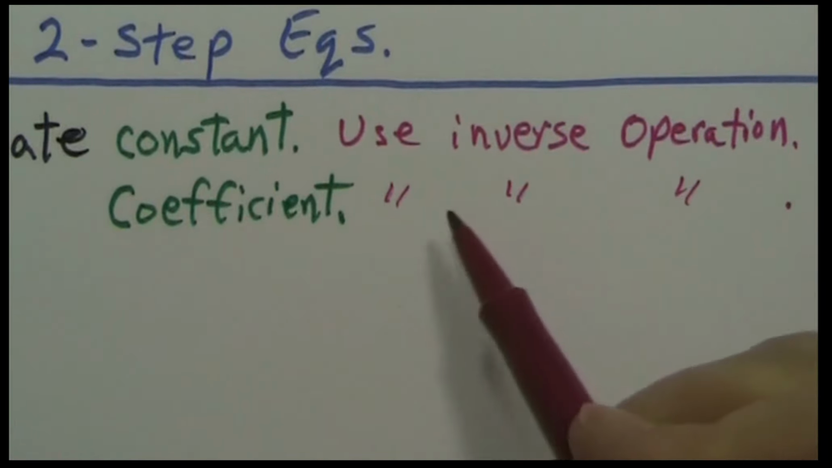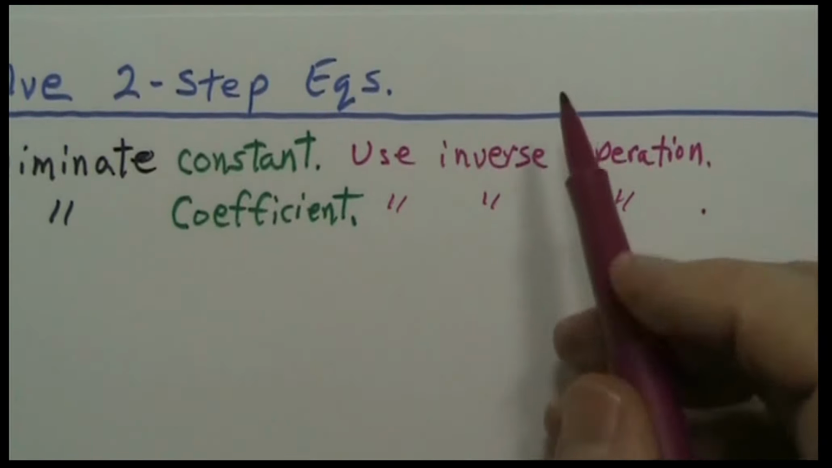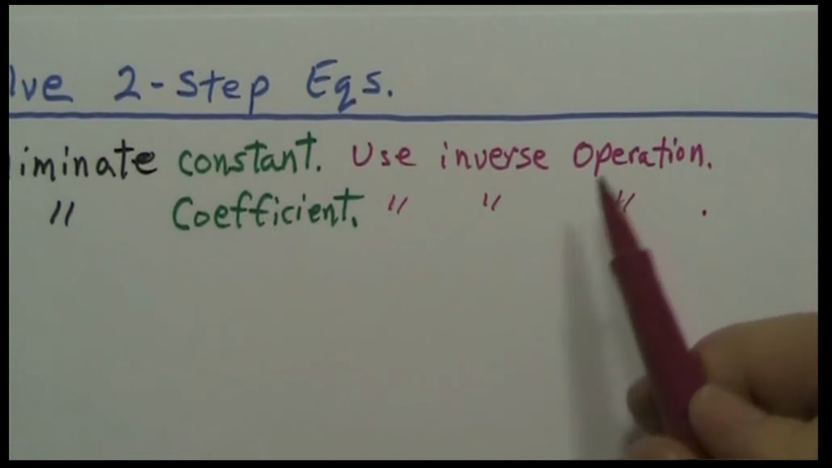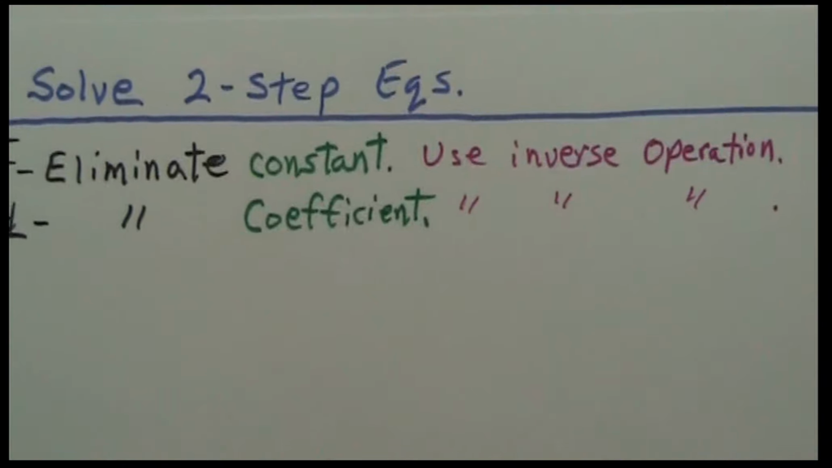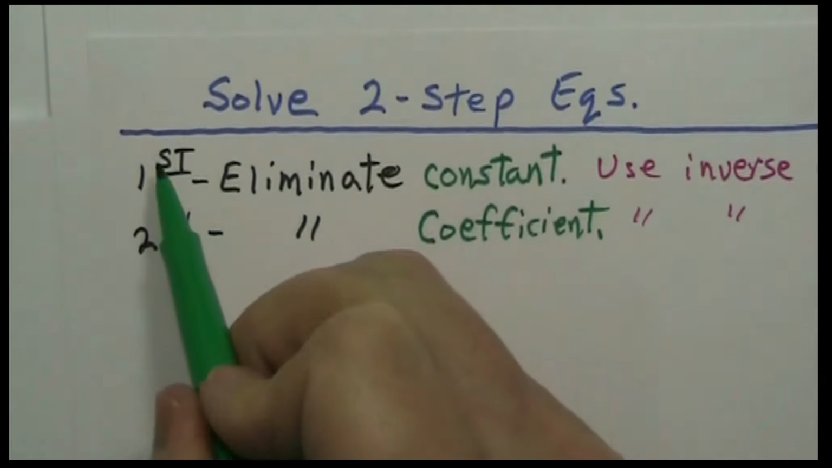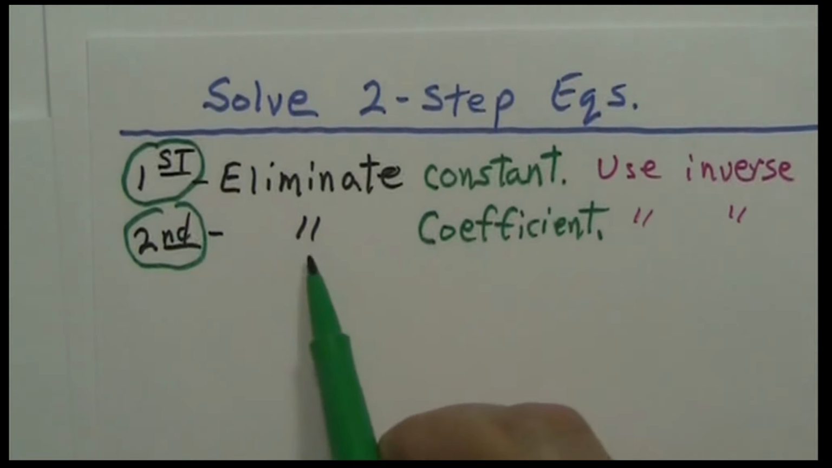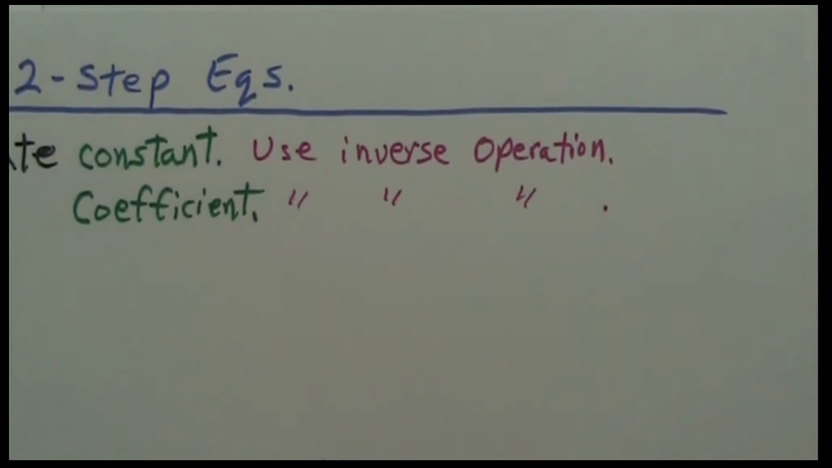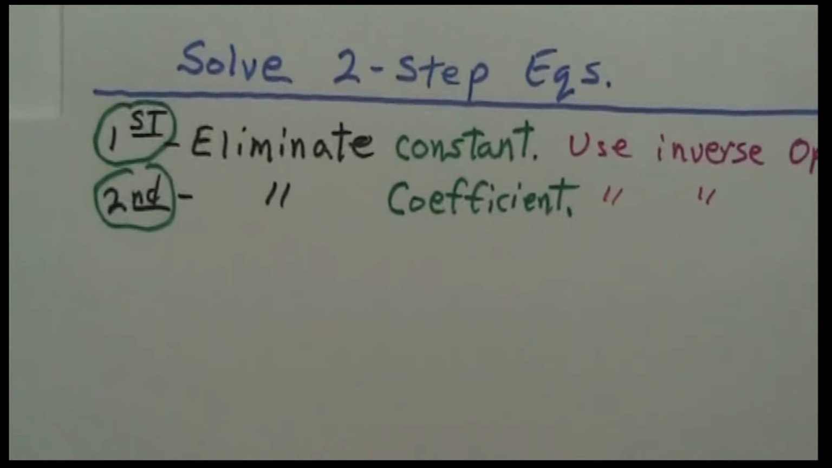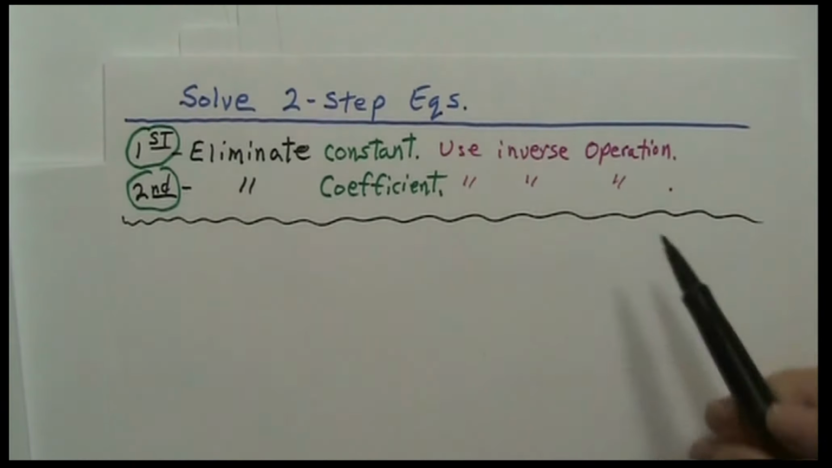So I'm just using ditto marks because it's the same word as above. And many times you'll see this when people are putting a date, and then someone else comes in and puts the same date, they'll just use ditto marks. It means the same thing as above. All right, so backing up a little bit, the first step, eliminate the constant. The second step, eliminate the coefficient. And how we do that? Using inverse operations. I'm going to put a little squiggly line to separate this. So those are the steps that we do.